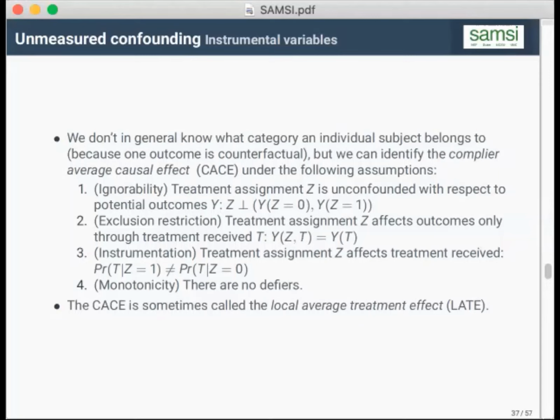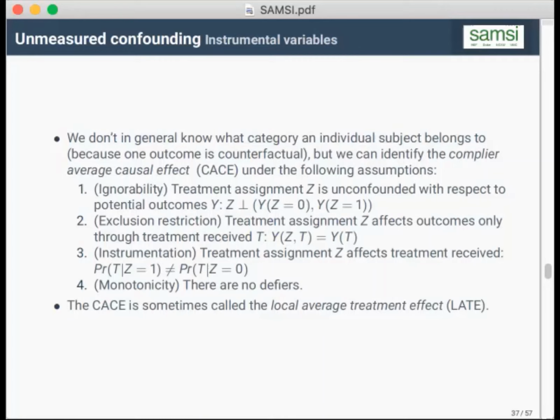It turns out that under some assumptions, we can identify the causal effect of treatment among the compliers, or the complier average causal effect, or the CACE. CACE is also sometimes called the local average treatment effect, or LATE, where local refers to the fact that it's the average treatment effect among the compliers. It's also sometimes called the CATE, the complier average treatment effect, but I'll try to stick with CACE.